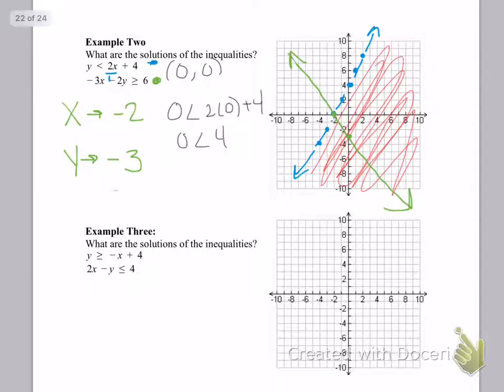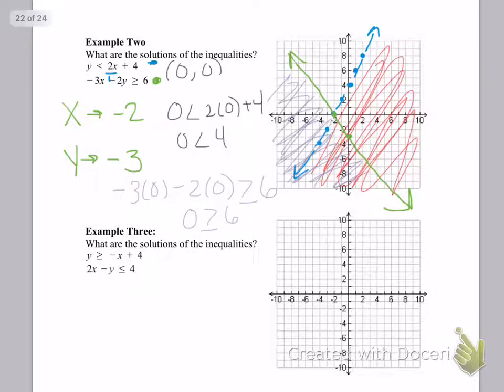So we've got -3 times 0 minus 2 times 0 is greater than or equal to 6. So pretty much it's saying 0 is greater than or equal to 6. Yeah, that is not true. So we do not want to shade 0, 0. That's on this side of my line.